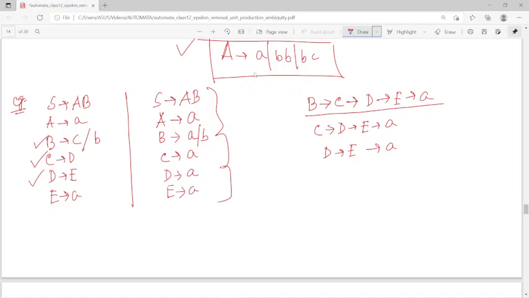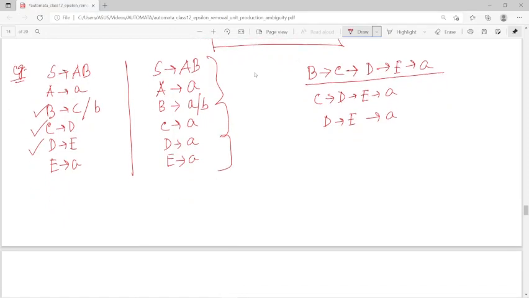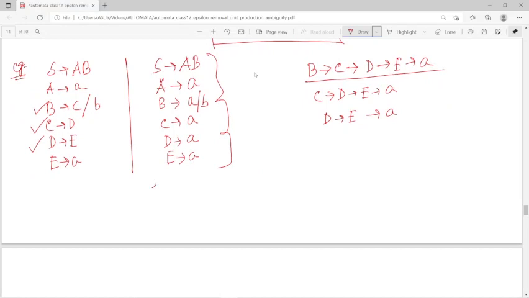Now we are eliminating the useless productions. Now we want to eliminate the useless productions. So what do you mean by useless production?